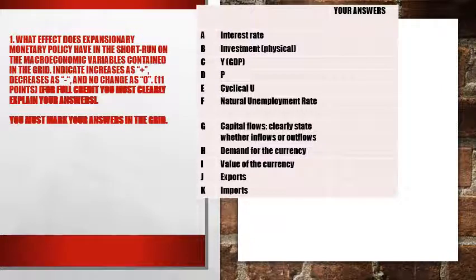Question 1 reads, what effect does expansionary monetary policy have in the short run on the macroeconomic variables contained in the grid? Indicate increases as plus, decreases as minus, and no change as 0. 11 points. For full credit, you must clearly explain your answers. You must mark your answers in the grid. So, what are we looking at here?